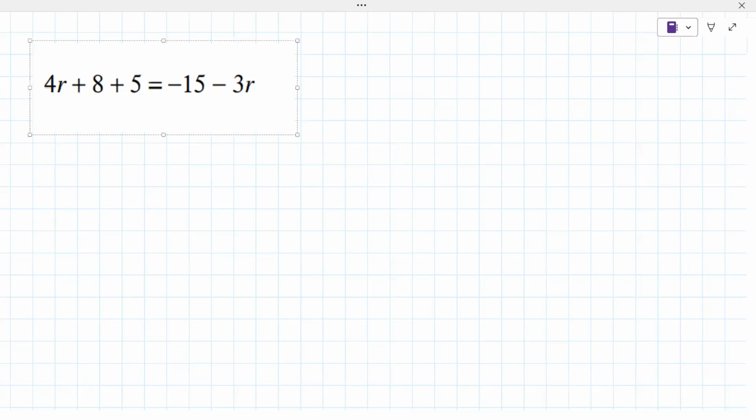Check your answer. R is negative 4, so negative 16 plus 8 is negative 8, plus 5 is negative 3, and then only negative 4. Yes, I'm sure of it. R equals negative 4? Yeah.